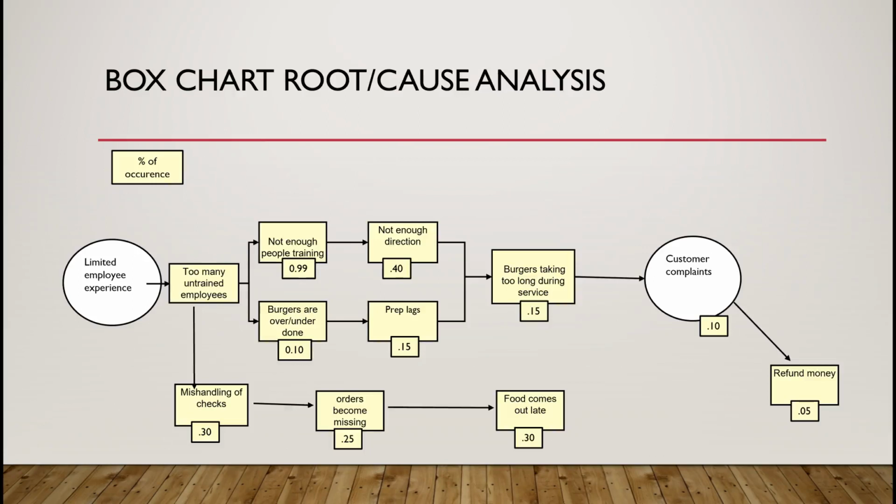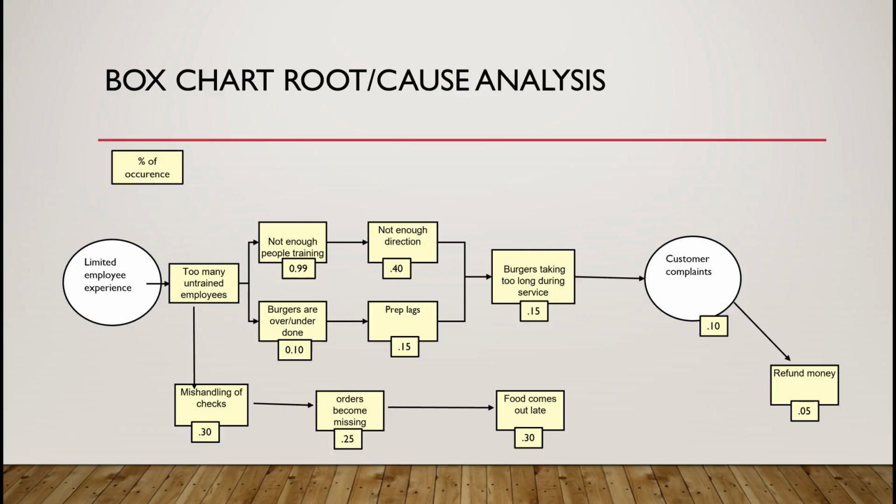What I did was employ a box chart root cause analysis. What I determined was that we had to refund money sometimes, but that was rooted in some customer complaints. Customer complaints were rooted in the burgers taking too long during service sometimes. And sometimes the food would come out late, orders were missing, and they would mishandle checks.